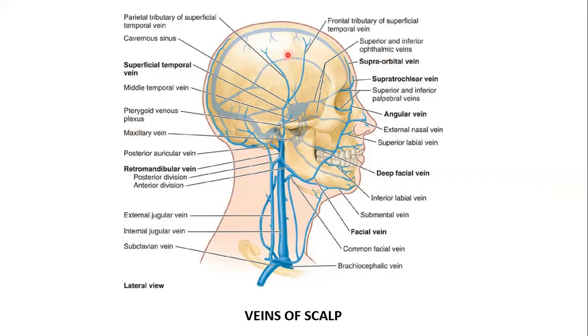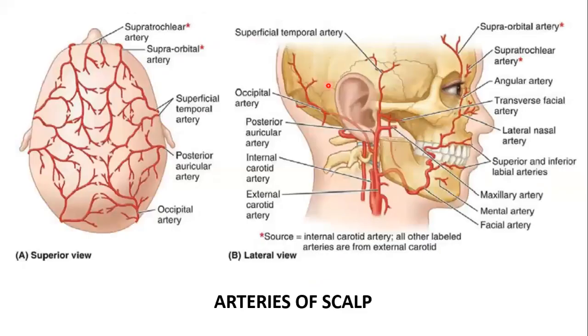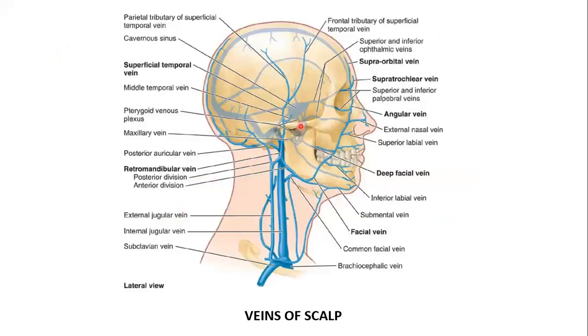So what happens here at the scalp? You know, there are branches of arteries like supraorbital and supratrochlear. The arteries and the veins have the same names: supratrochlear vein, supraorbital vein, and then the superficial temporal, posterior auricular, and occipital veins. So let's see them one by one. Supraorbital and supratrochlear. What is happening over here?